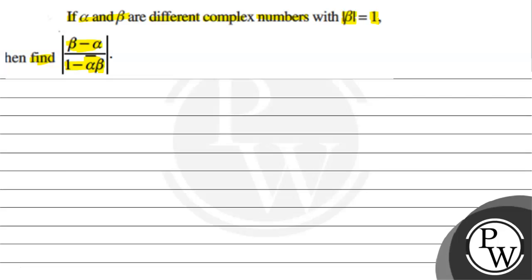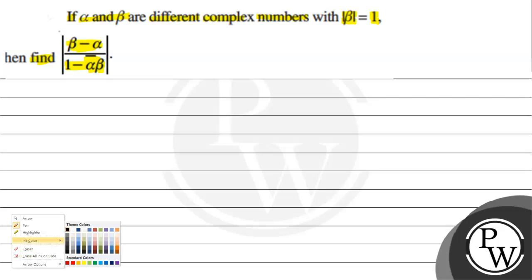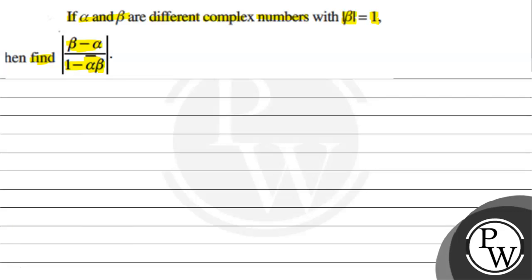So let's start the solution by understanding the key concept. So here the key concept we are using is the properties of conjugate of a complex number.